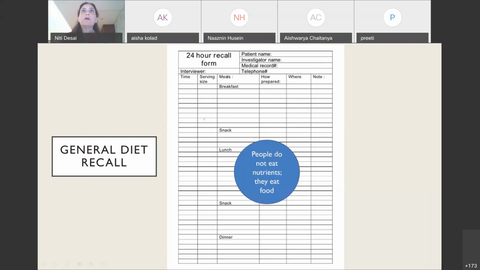A general diet recall, as we all know, basically asks about the different meals, the serving size, the time when it was taken, where it was taken, whether it was eaten out or at home, and, for certain dishes, how they were prepared. This is because people do not eat nutrients, they eat food. So it is our job to convert this food list into nutrients.